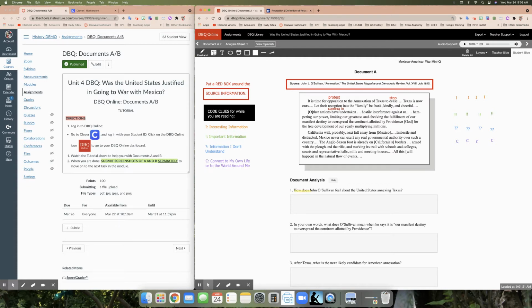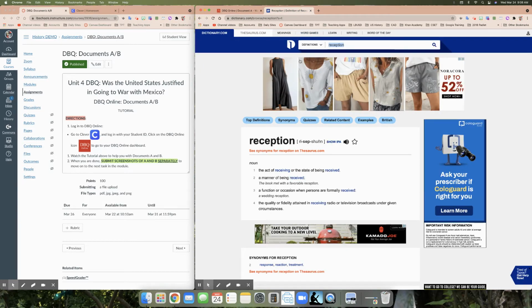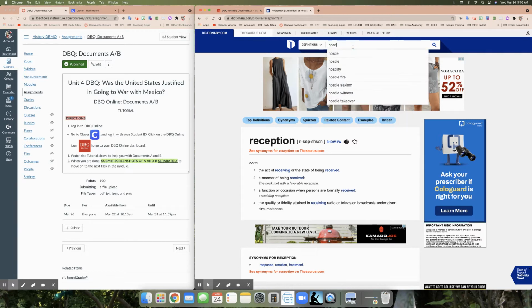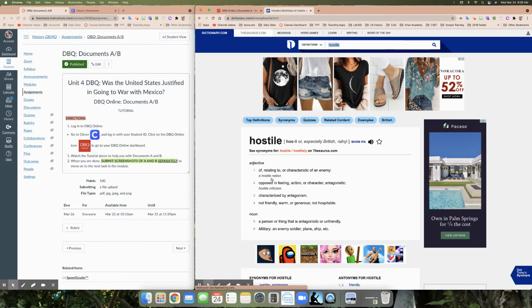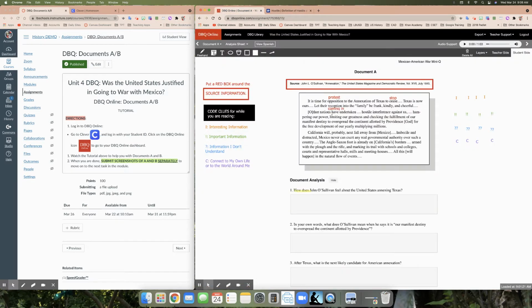Other nations have undertaken hostile interference against us. Well, I know that hostile is when somebody is angry or uses force. Let me double check though. So again, I'm just toggling between my dictionary.com and my DBQ online. Of or characteristic of an enemy. So they're acting like an enemy. Okay. Other nations have undertaken hostile interference against us. So there are enemies.